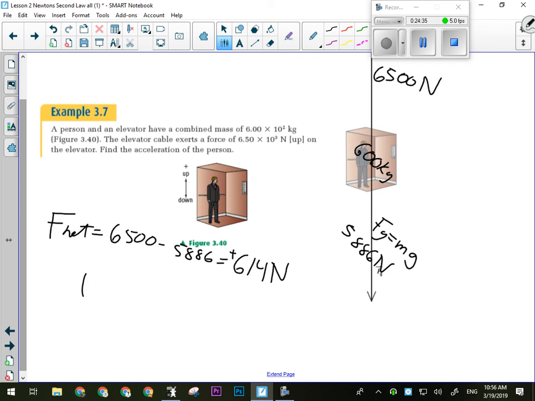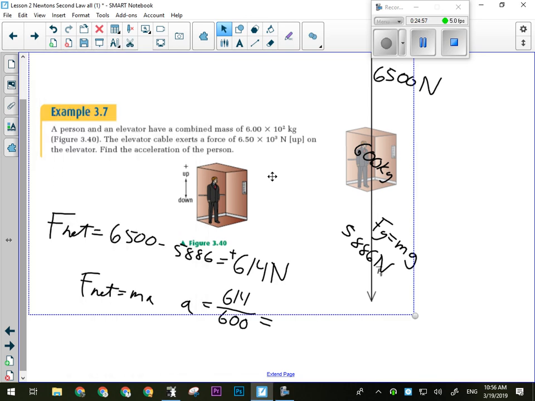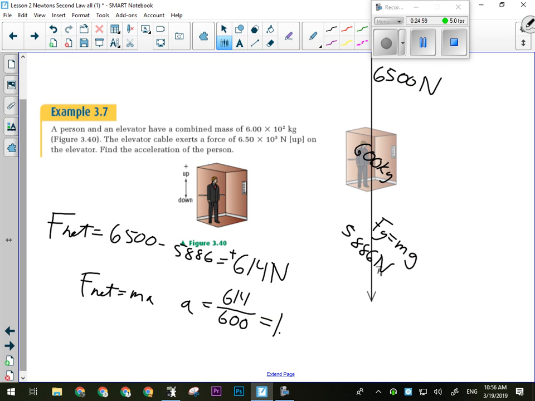Now I can use F net equals m times a and calculate the acceleration. So that'll be 614 divided by 600. We're looking at 1.02, because we have three significant figures here, 1.02 meters per second squared, up.